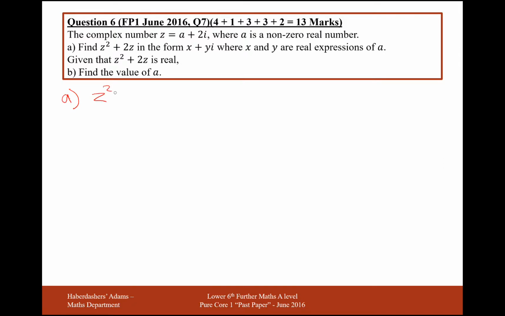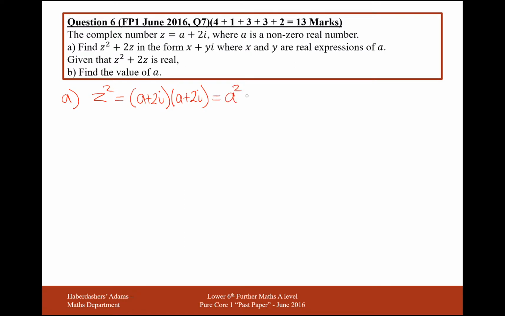Okay, so let's work out the z squared part first. So it's going to be z times itself. So don't be lazy here and just square the individual parts of z. Make sure you do z times itself. So this complex number times by itself again. It's a double bracket sort of problem.